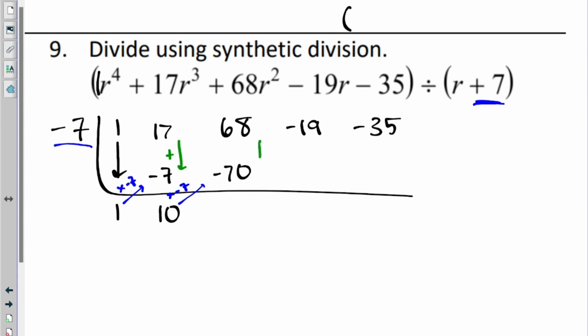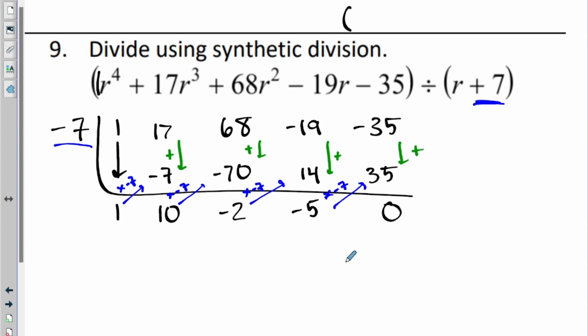And then we add. Plus. That's -2. And then we do the same thing. Times -7. That goes here. That's -14. Sorry, +14 because negative times negative. And then we add. Plus. This becomes -5. And then we multiply it times -7. A negative times a negative is a positive. So we get +35. So then we add and we get 0.